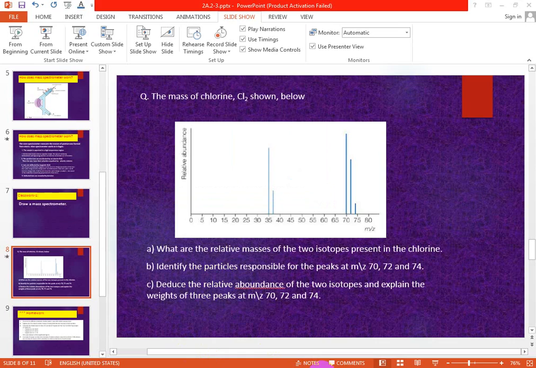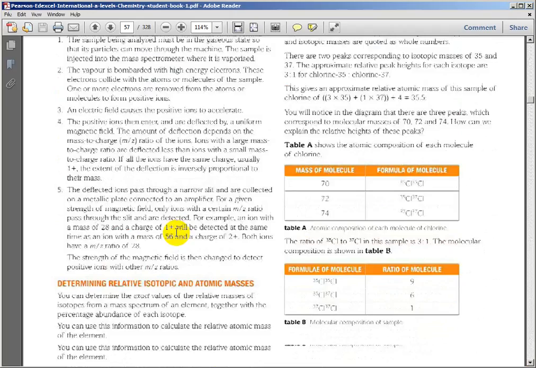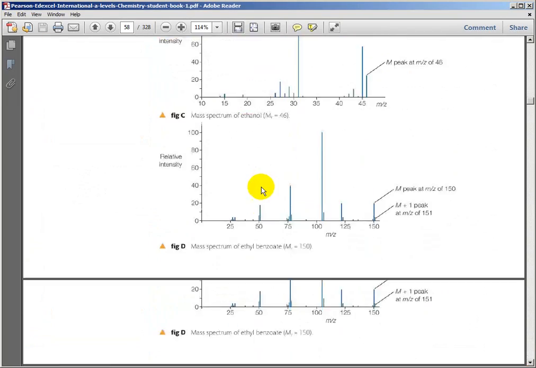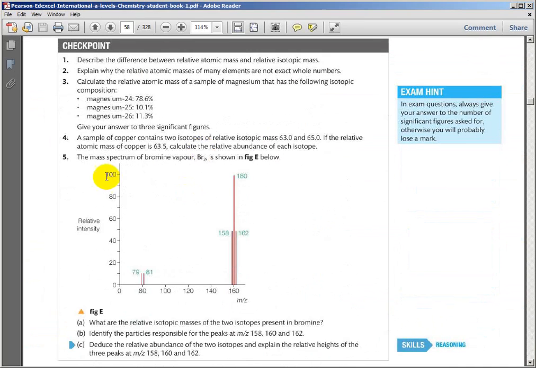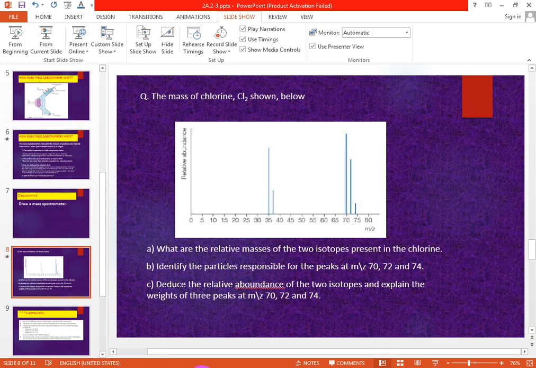Now I am giving this homework here. Look, the homework is this question. Solve this same question. Now I have finished this one. Question number 5.1 and question number 5, and draw the mass spectrometer.